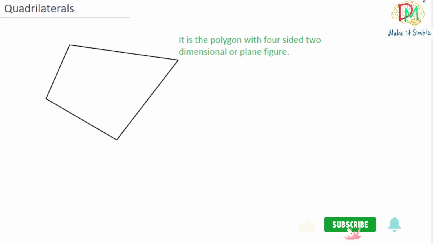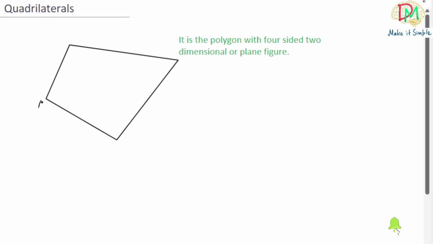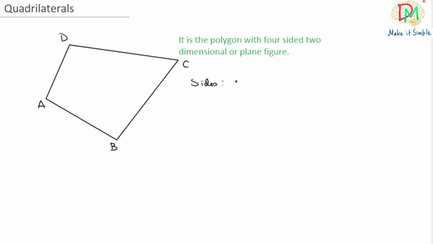So let's take one example. Here, ABCD is a quadrilateral. These are the sides. So sides are AB, BC, CD and DA. And AB, BC, these sides are called consecutive or adjacent sides.